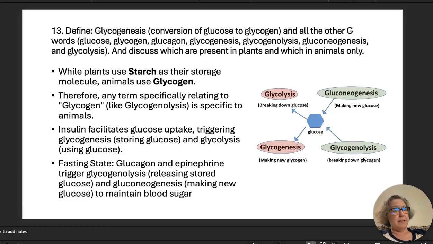Okay, the G words, right? Glycogenesis, the other G words, which are present in plants and which are only in animals. So while plants use starch as their storage, animals use glycogen. Therefore, any term specifically related to glycogen, like glycogenolysis, is specific to animals. Insulin facilitates glucose, glycogenesis, glycolysis. Glucagon and epinephrine trigger glycogenolysis and gluconeogenesis. So we have a lot of papers on that, and we talked about that a lot, all of the G words.